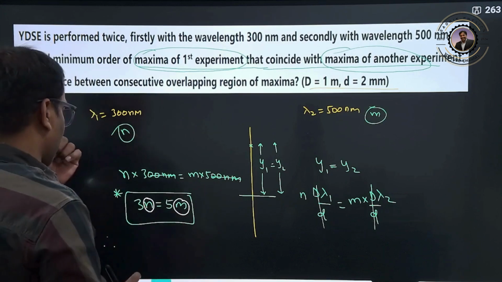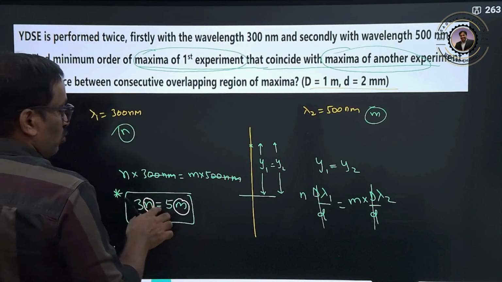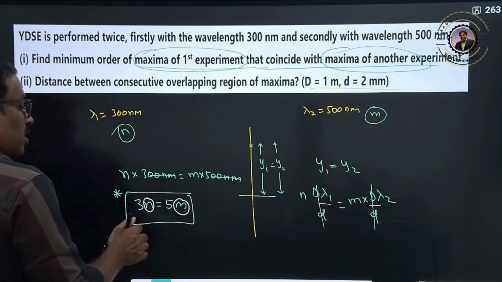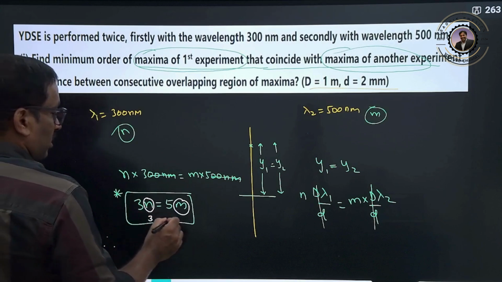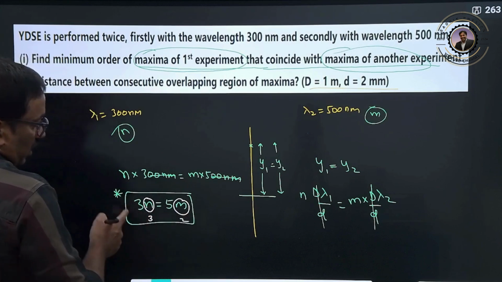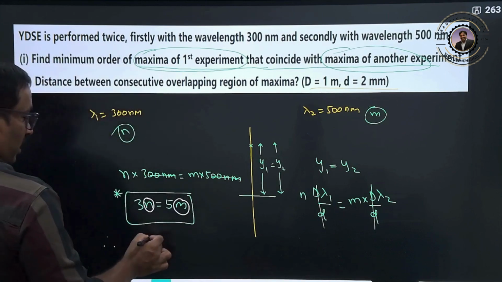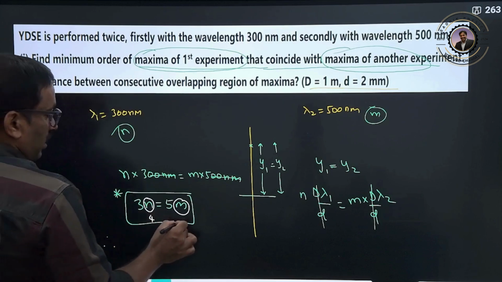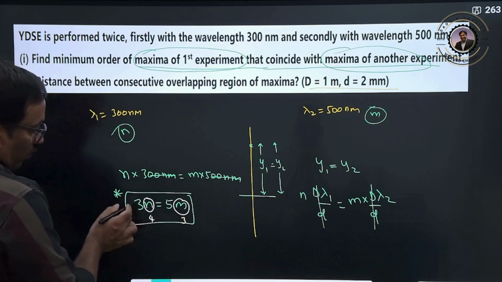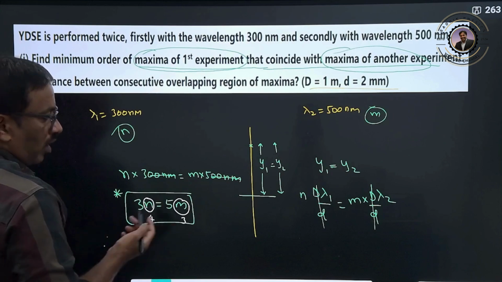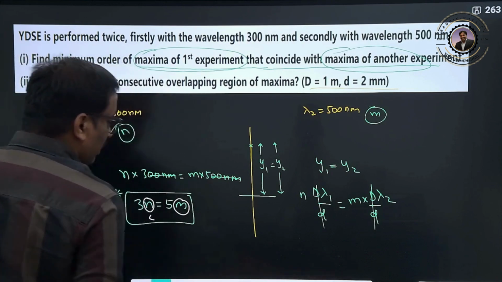Therefore if I try n value as 2, then suppose I take n value as 3 and m value as 2: 3 times 3 is 9, 5 times 2 is 10, not possible. Suppose I take 4 and 3: 4 times 3 is 12, 3 times 5 is 15, not equal. Like that you have to check it.